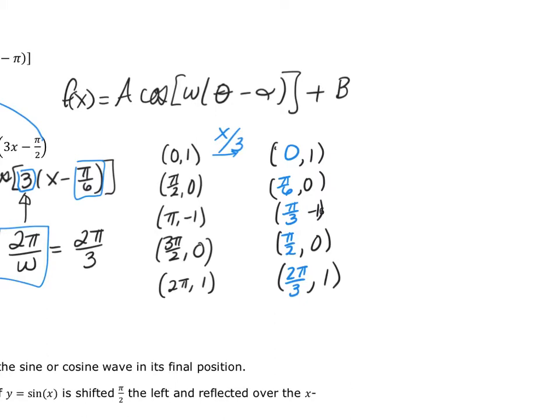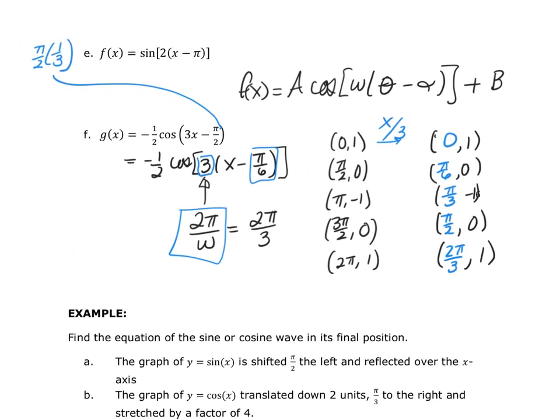So I have done my period change in all of my key points. The next thing I'm going to do on all of my key points is I'm going to erase this. Give me a moment to erase this. I'm now going to deal with my phase shift.